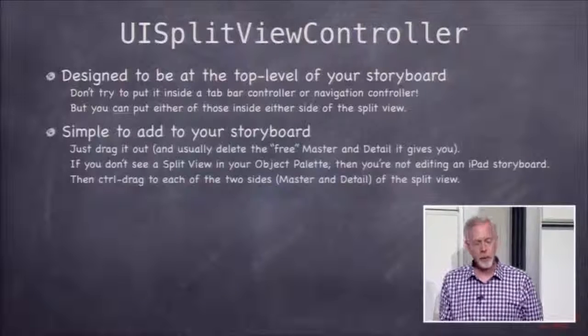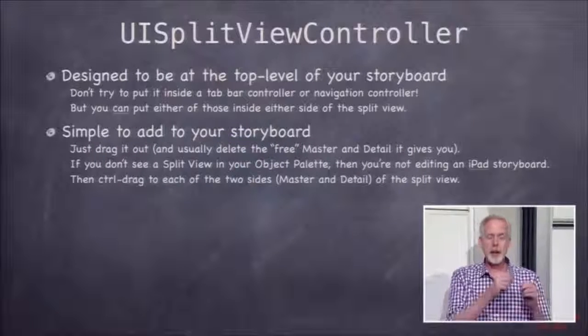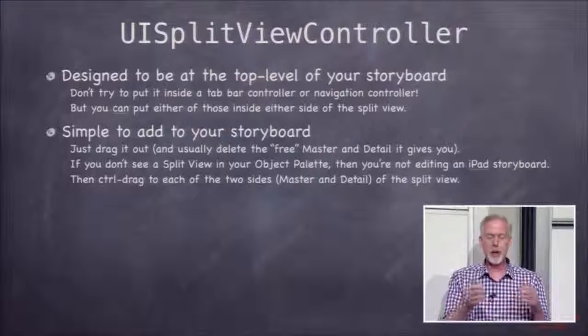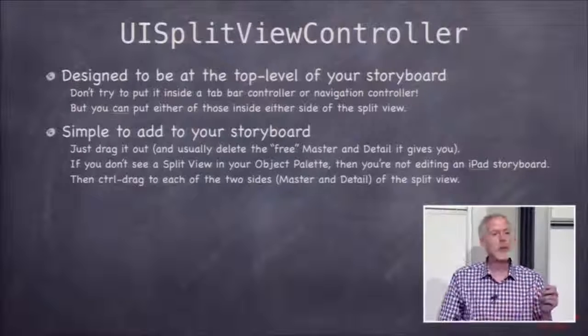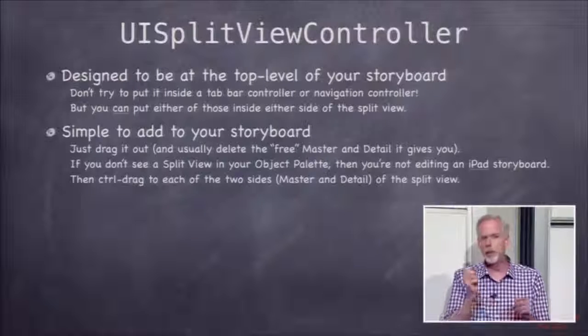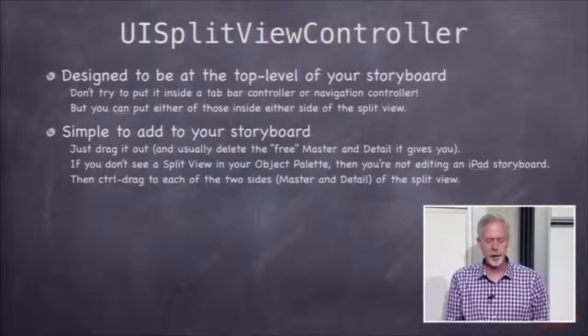It's very simple to add one to your storyboard. You just drag it out, and it's going to give you a master and a detail, which you're going to delete almost all the time. And then you just control drag to your master and control drag to your detail. Just like a tab bar controller, it gets hooked up the exact same way.